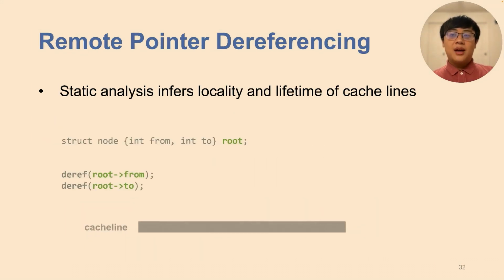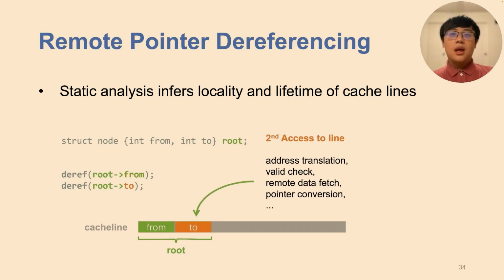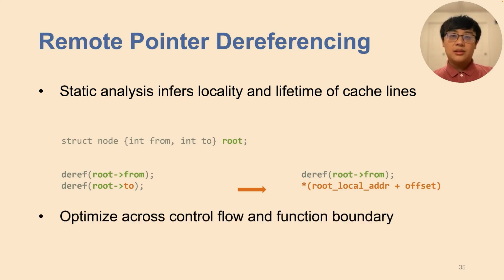First, Mira could eliminate unnecessary pointer dereferencing. However, when we move to access the second field in the data structure, do we need to do everything again? Not really. The static analysis tells us the 2 accesses are back-to-back, and the cache line will not be evicted as the access set of the second field. That means that we can jump over all these steps and convert the second access to a raw memory access. Mira could do this across control flow and function boundaries, which could be hard even for a programmer to identify.